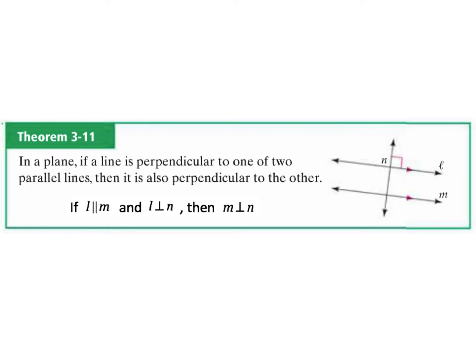And lastly, if a line is perpendicular to one of two parallel lines, then it's also perpendicular to the other. So if L is parallel to M and L is perpendicular to N, then M is perpendicular to N.